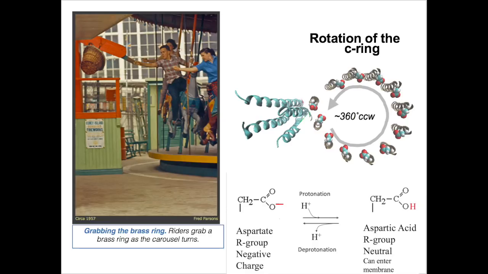And that's what it does until it hits the proton-poor environment of the matrix half channel. And then aspartic acid becomes deprotonated again to form aspartate. The child tosses the brass ring away and reaches out to grab a new one.